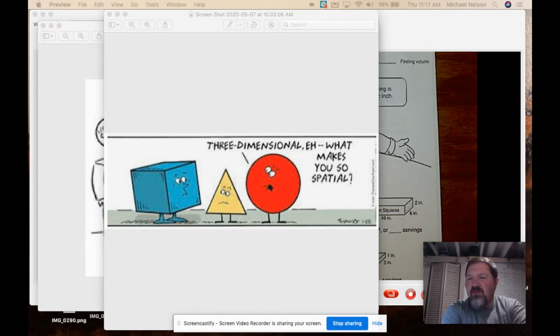So I got a couple jokes for you. The first one is three shapes. The one's a cube. We got a triangle and a circle, and it says three-dimensional. What makes you so spatial? That's a pun based on two-dimensional versus three-dimensional objects. The triangle is base and height. That's how we find our area. And then the circle's just a circle, not a sphere. And then, of course, there's the cube, which has three dimensions: length, width, and height.